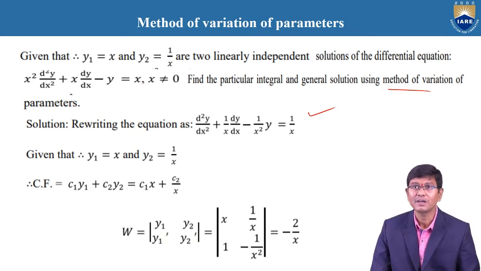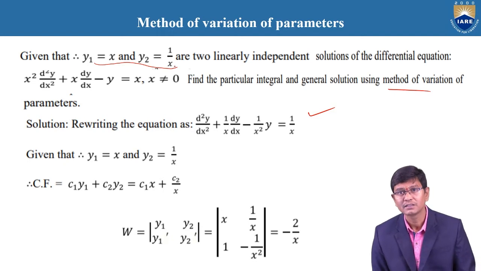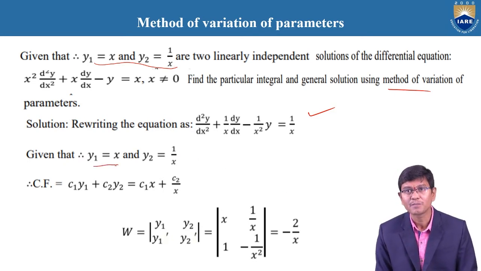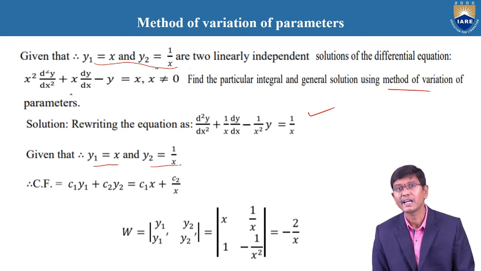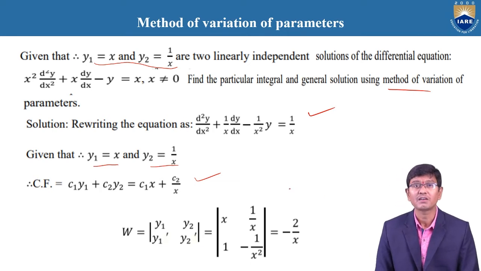But in this problem, it is already given that y1 and y2 are two linearly independent solutions. That means you assume y1 is equal to x and y2 is equal to 1/x. Therefore, we assume the complementary function is c1 y1 plus c2 y2, that is, c1 x plus c2 (1/x). Now we need to find the Wronskian value.